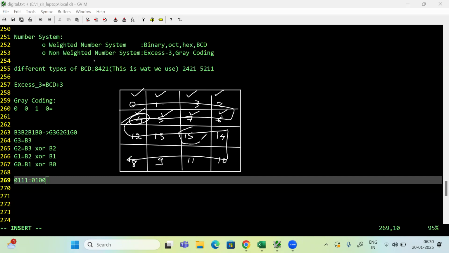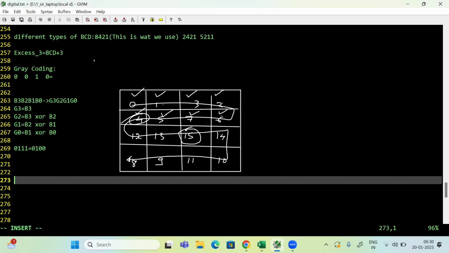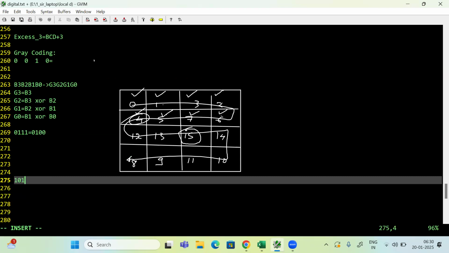What is the value? 15. Leave it. Let us check. Is it correct or not? Ten means 1010. G3 equal to B3.